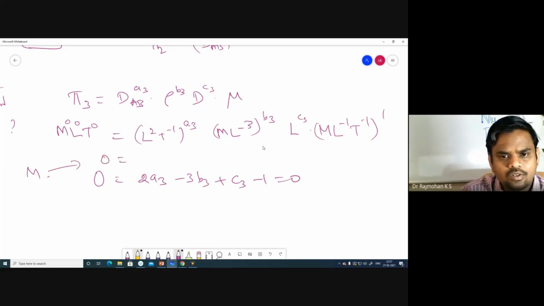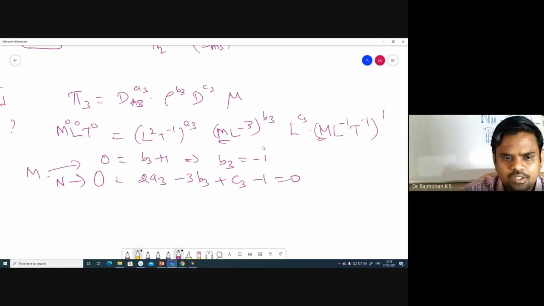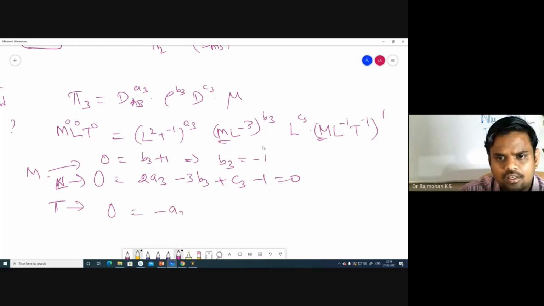It is going to be 0 equal to, here only M is there, plus 1. This means that B3 is equal to minus 1. And similarly, when we compare the exponents of powers of dimension n, we get this expression. And similarly, when we compare the exponents of powers of t, we get minus a3 and then here minus 1, which makes a3 equal to minus 1.